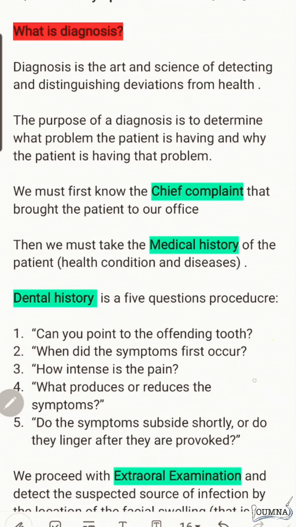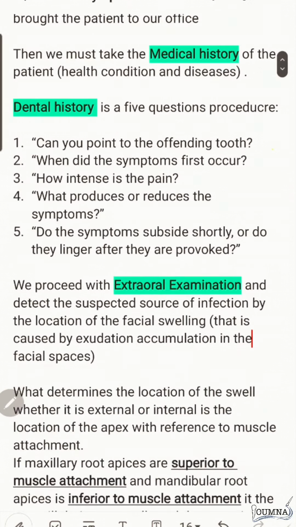We first find out the chief complaint that brought the patient to our office. Then we must take the medical history, knowing all the medical conditions that the patient has. After that, we ask 5 questions under the title of dental history. Can you point to the offending tooth? When did the symptoms first occur? How intense is the pain? What produces or reduces the symptoms? Finally, do the symptoms subside shortly or do they linger?